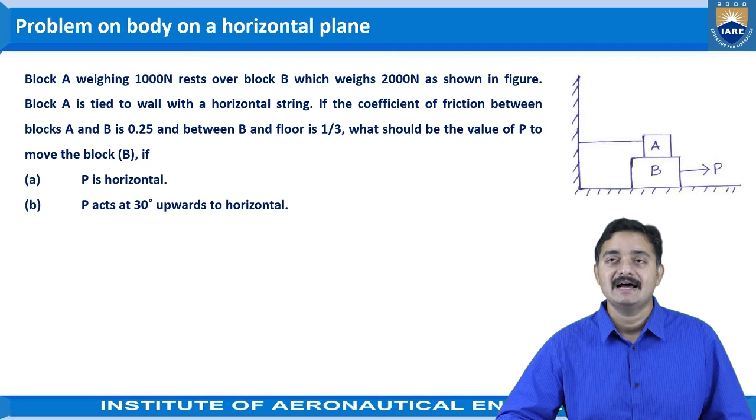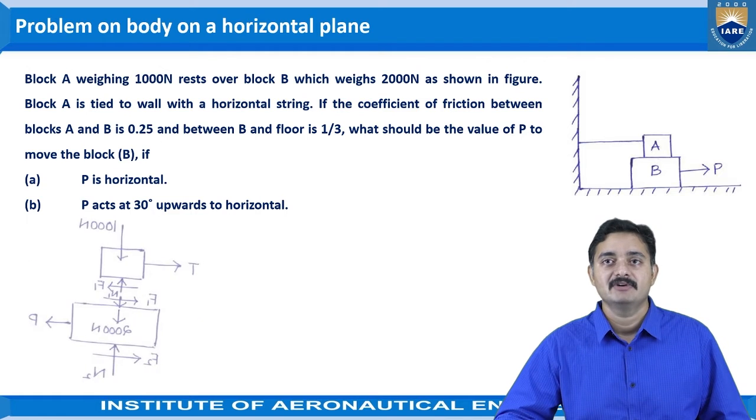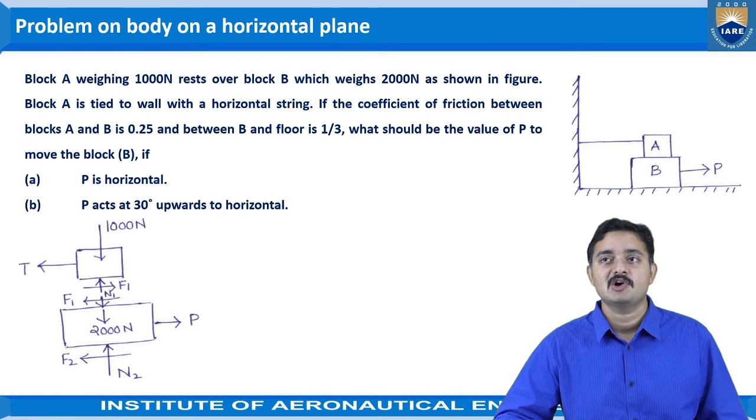As per the figure given, block A is tied to the wall, block B is placed on the floor, and block A is placed on block B. The force P is acting towards the right side on block B. The first work we need to do is to draw the free body diagram for the given figure. The free body diagram, as per the condition given, with the frictional forces and the normal reactions, would be like this.